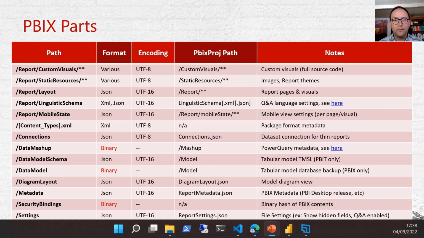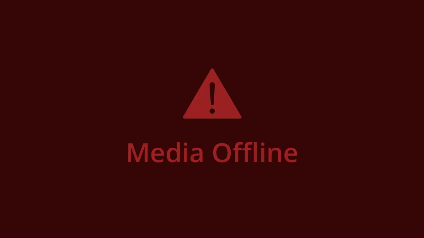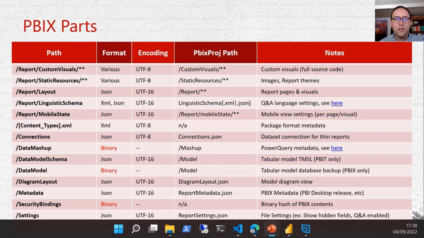So all those files I've just explained are listed for your reference, and you can find those in the slide deck later. And we can see what format each file contains, also what encoding. That's quite particular for PBIX files, because some of the content parts use UTF-8 and others use UTF-16 encoding. And you can find some notes alongside it as well.